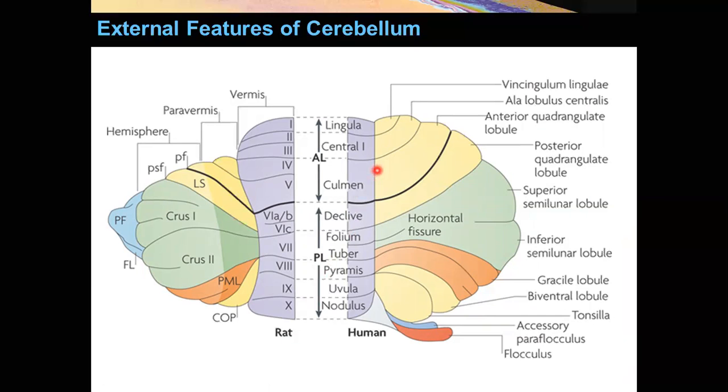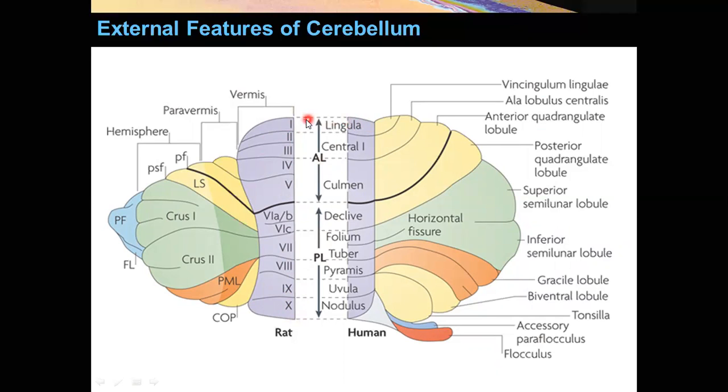We continue to the external features of the cerebellum. What you see here is the vermis. We number the parts of the vermis starting from the anterior part of the superior vermis, going posteriorly, then turning on the inferior view or the inferior side of the vermis.